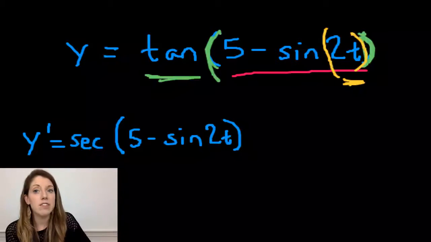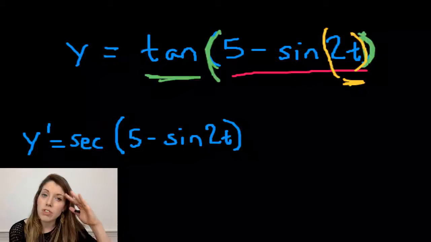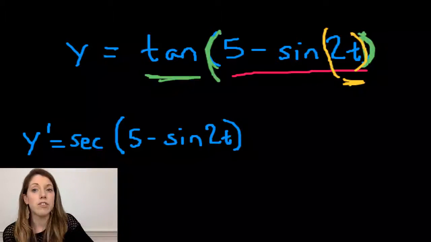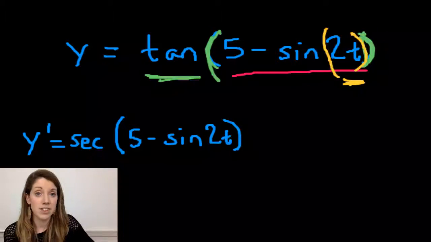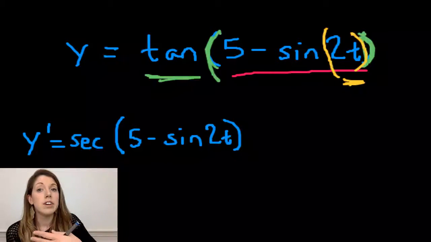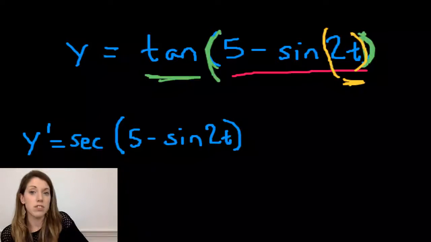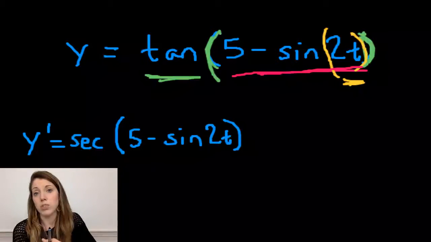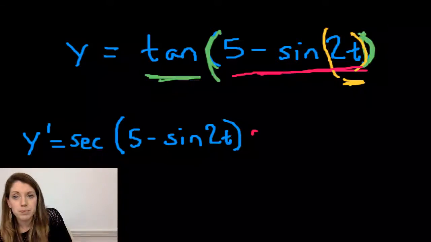Next level is 5 minus sine of 2t. We're going to ignore the 2t part because that's the inside part. We're just going to look at it at face value. What's the derivative of 5 minus sine of stuff? Well, the derivative of 5, first of all, is 0, so we can ignore that. The derivative of sine is cosine, but this is negative sine, right? So the derivative of negative sine would be negative cosine, since the derivative of positive sine is positive cosine.